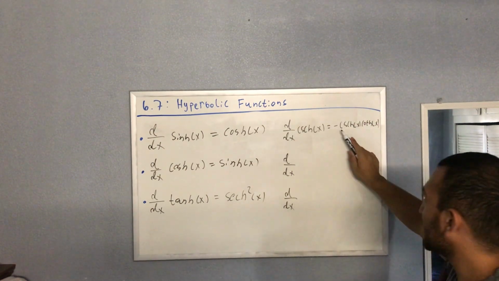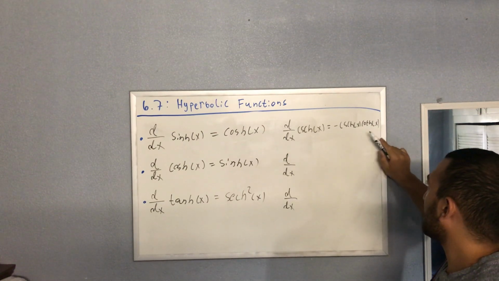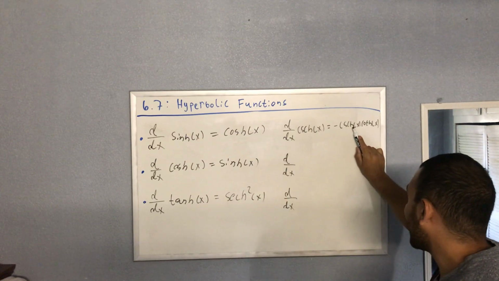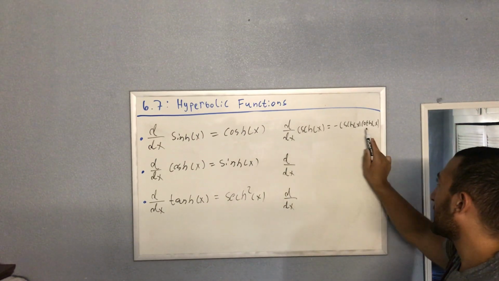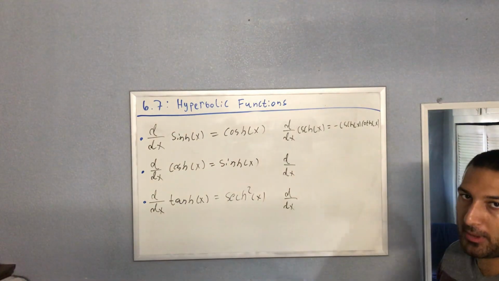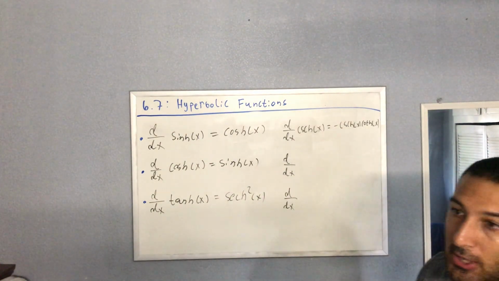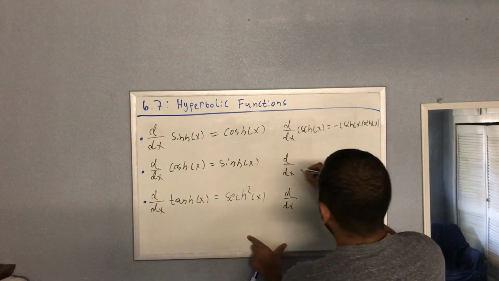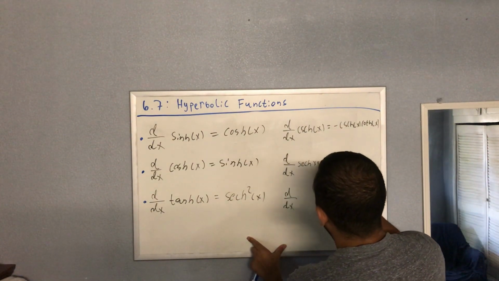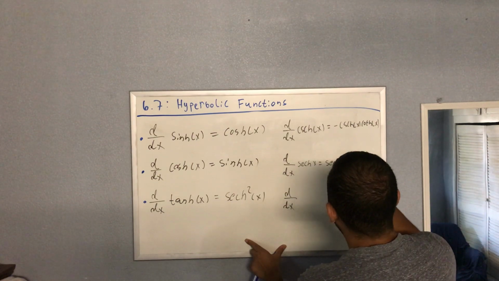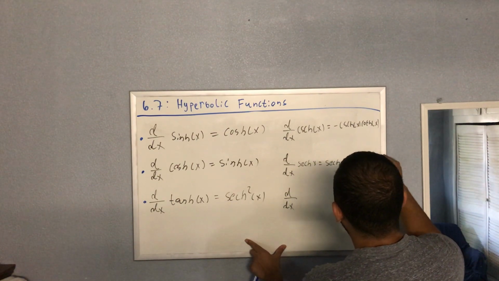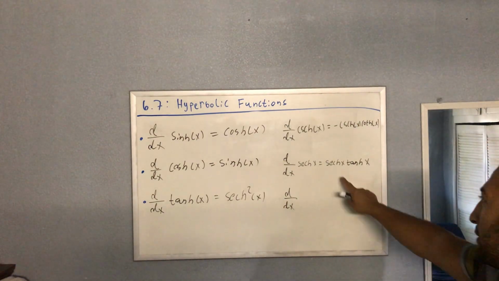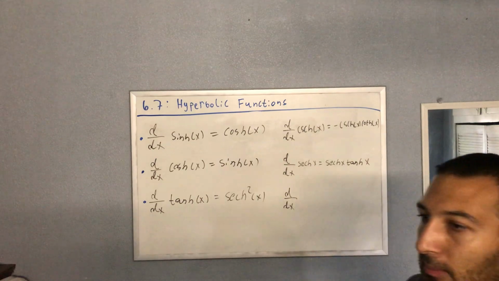So again, it's negative cosecant cotangent, but notice this is cosecant h, so hyperbolic cosecant, and cotangent h, so hyperbolic cotangent. That's pretty interesting. And then the one for secant is, again, normally the derivative of secant is secant tangent, but now they're just hyperbolic secant and hyperbolic tangent.